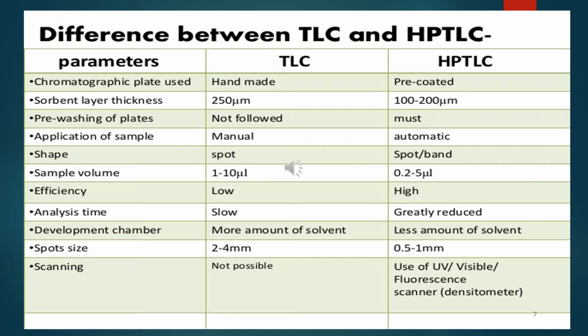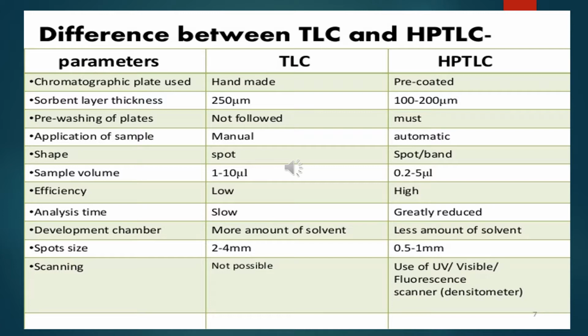Then shape: in TLC spot form, and in HPTLC either spot or band. Sample volume: TLC 1 to 10 microliter and in HPTLC 0.2 to 5 microliter. Efficiency: TLC low efficiency, HPTLC high efficiency. Then analysis time: TLC has slow analysis time, HPTLC has high speed of analysis, time greatly reduced.